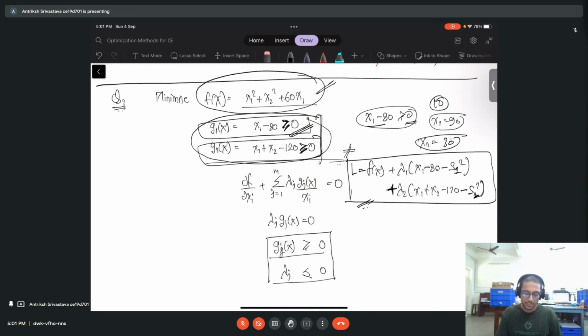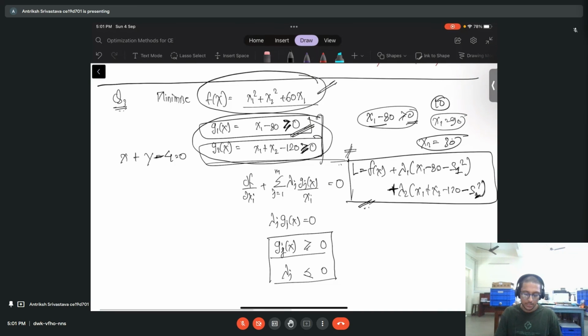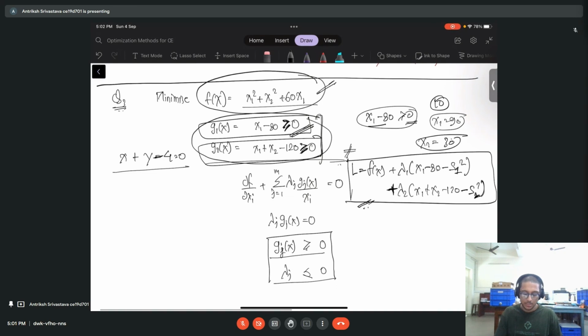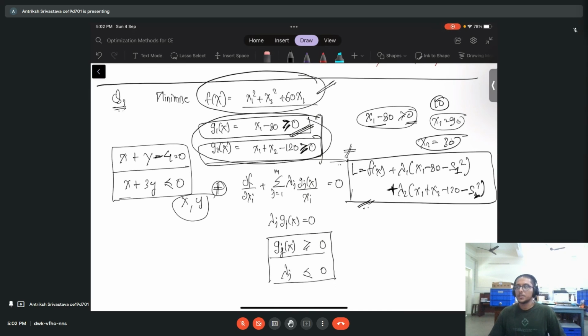If you have a function, let's say x1 plus y minus 4 is equal to 0, and x plus 3y is less than or equal to 0, can you solve these two for one value of x and y, one point? No, sir. We will get a range, right? Yes, sir. We'll get a region.